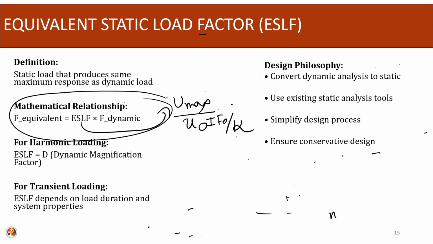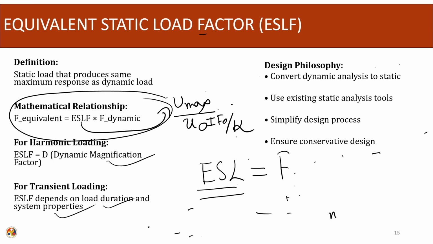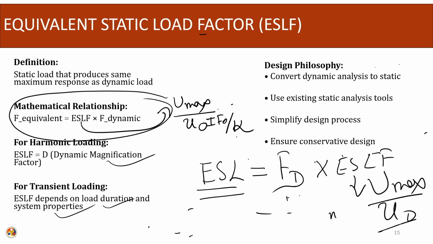For different types of loading, for harmonic loading we call it the dynamic magnification factor. For transient loading, it will depend upon the load duration and the system properties, but basically at the end of the day we are saying that the equivalent static load equals F dynamic times the equivalent static load factor, which is nothing but my ratio of u max divided by u naught. So, the philosophy here is we convert the dynamic analysis to a static analysis.